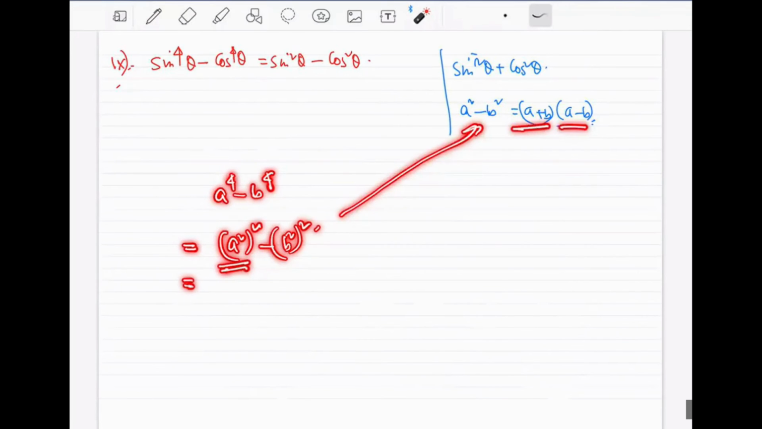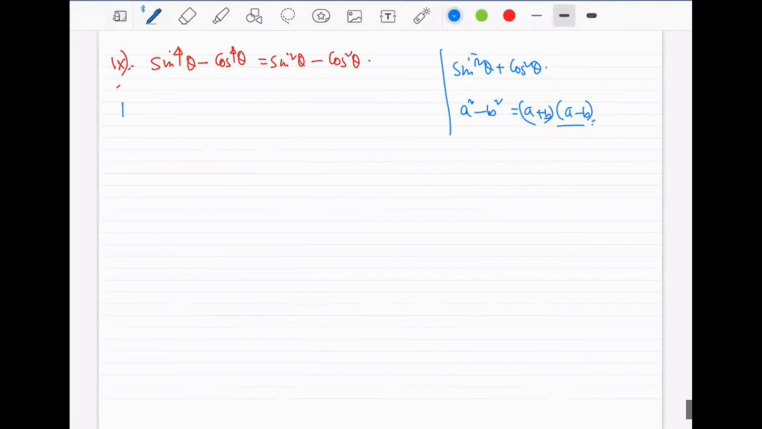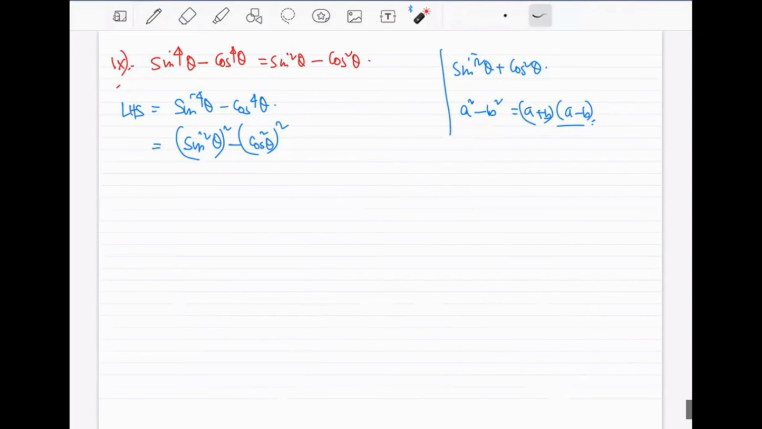In order to apply this formula right here, a plus b, a minus b, I have to write a as a square, b as b square. So the formula we are going to get is a square plus b square whole, a square minus b square whole. So you will do the same thing here. Left hand side, we have sine 4 theta minus cos 4 theta. The power 4, we will write it as whole square, like this. And look, we will apply this formula a square minus b square. The formula that we are going to have is sine square theta plus cos square theta, a square plus b square, a square minus b square.